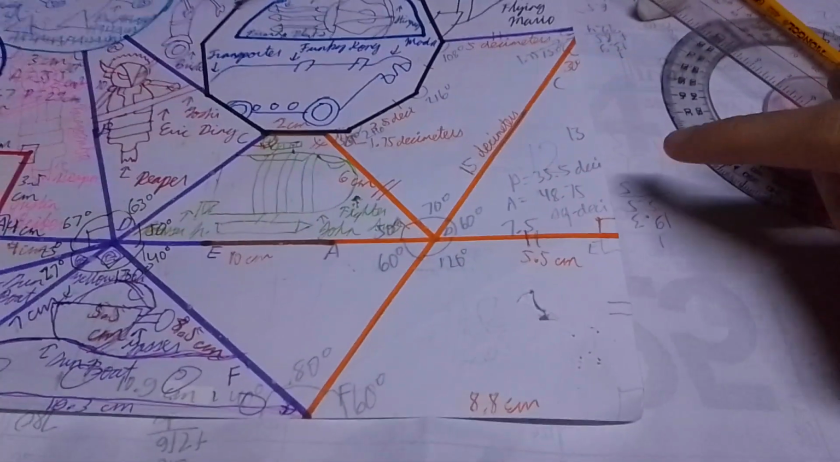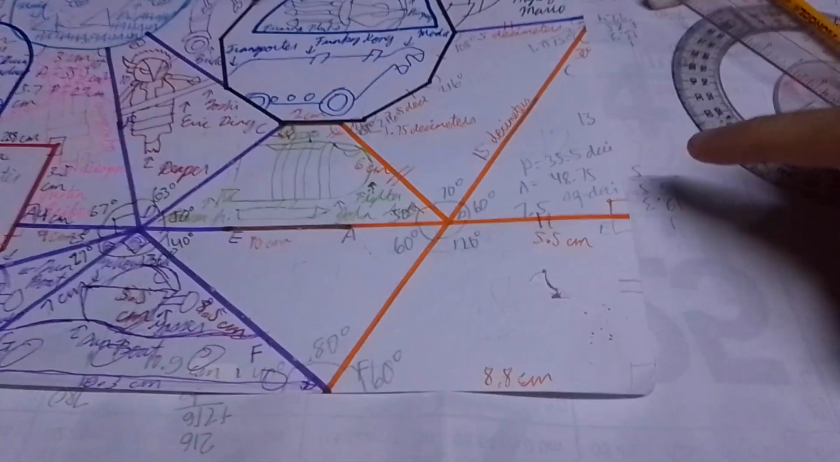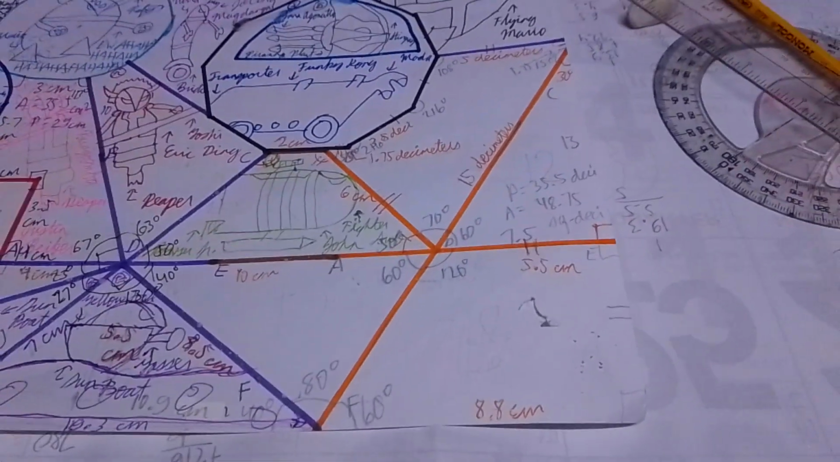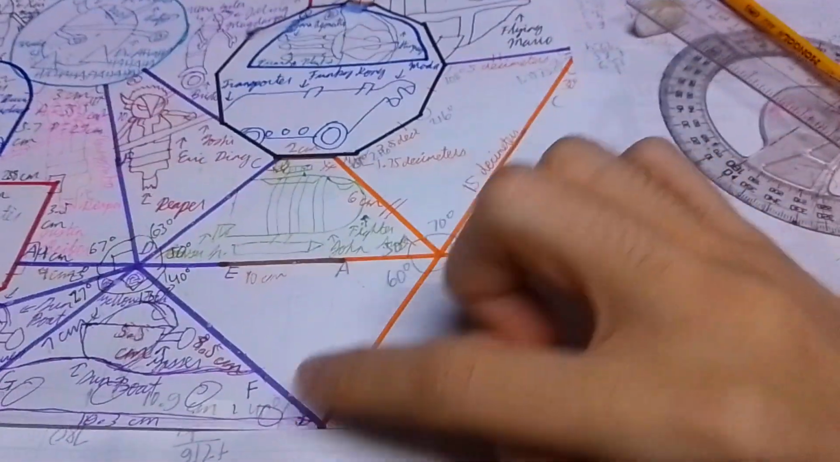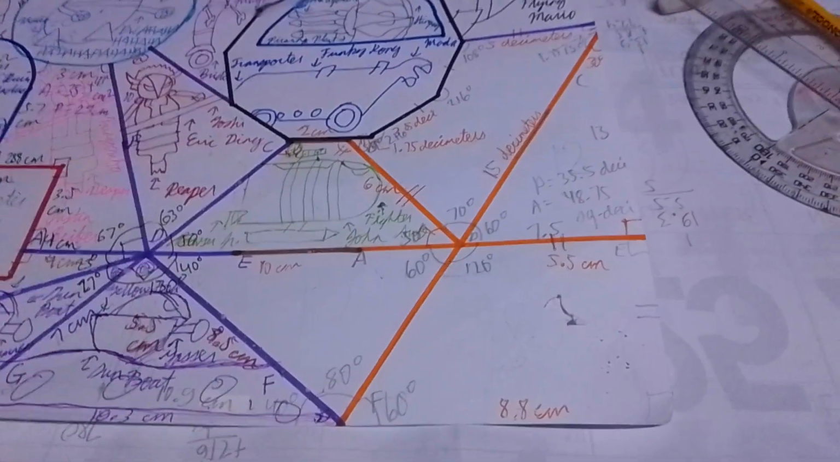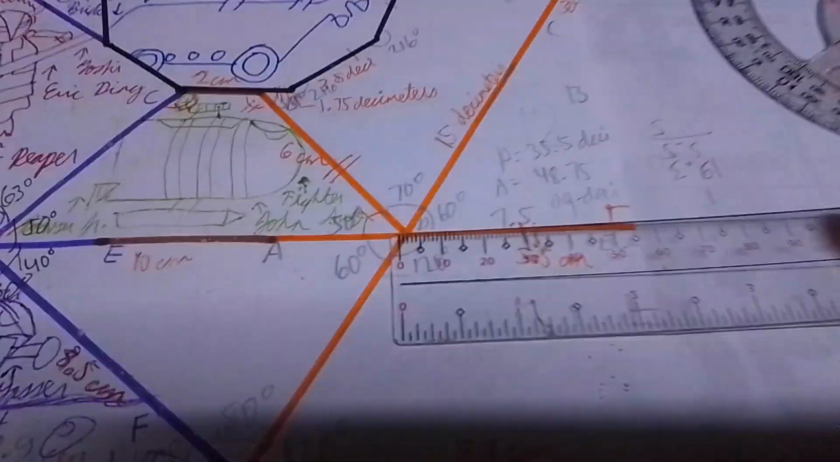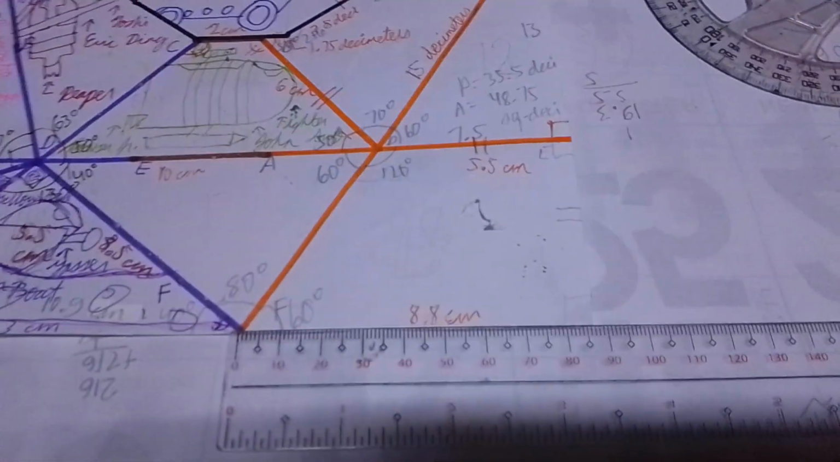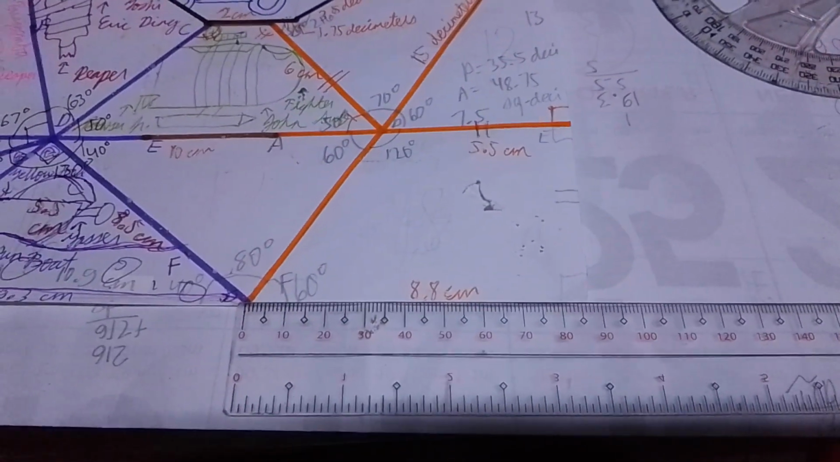Because the height is already given. The height is still 5.5. So let's start off with the perimeter and area. First, let's use the Pythagorean theorem so that we can get the measure of this adjacent side. It says here, this one measures 5.5 too. This one here measures 8.8 cm.